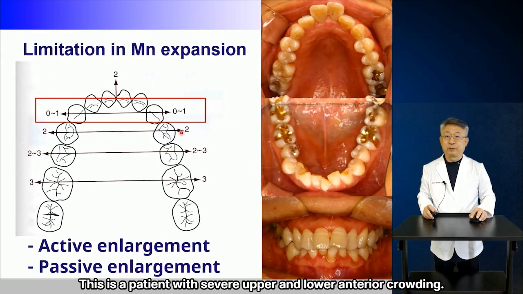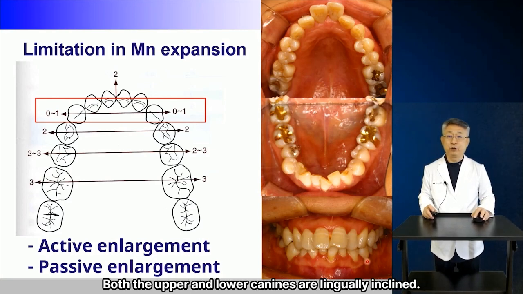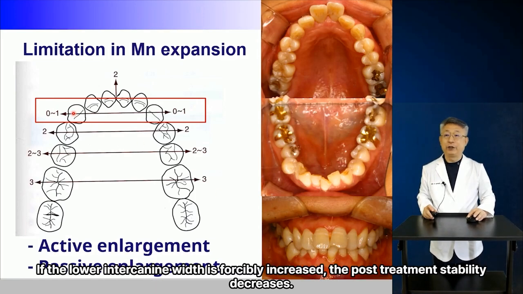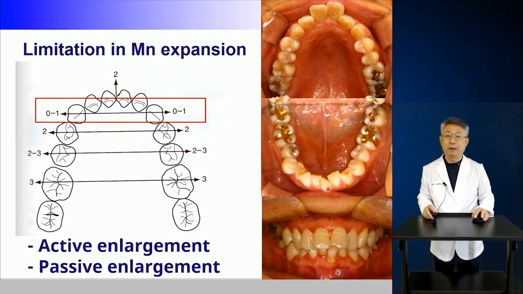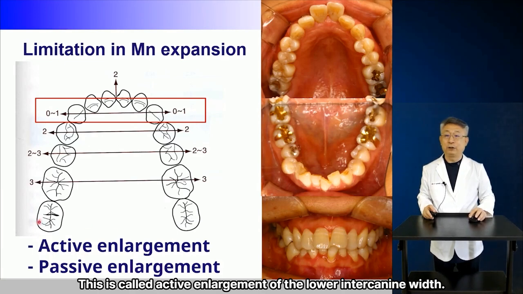This is a patient with severe upper and lower anterior crowding. Both the upper and lower canines are lingually inclined. If the lower intercanine width is forcibly increased, the post-treatment stability decreases. If the teeth are fully bonded, the upper and lower intercanine widths increase, and the lower incisors become more labially inclined. This is called active enlargement of the lower intercanine width.